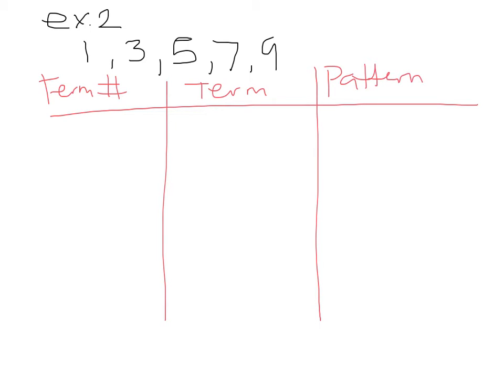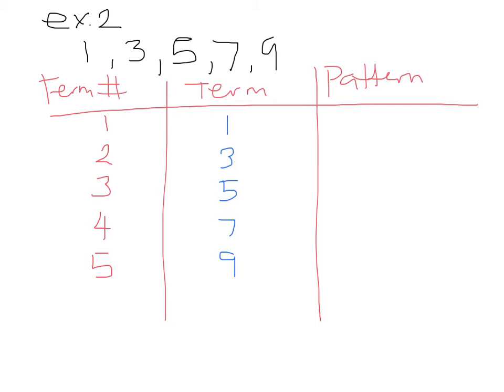And what we see, if you were to put these numbers into their place, is 1, 3, 5, 7, 9. And if I label them as my term numbers, term number 1 is 1, term number 2 is 3, term number 3 is 5, term number 4 is 7, and term number 5 is 9. Now let me try to solve this and see what the pattern is.